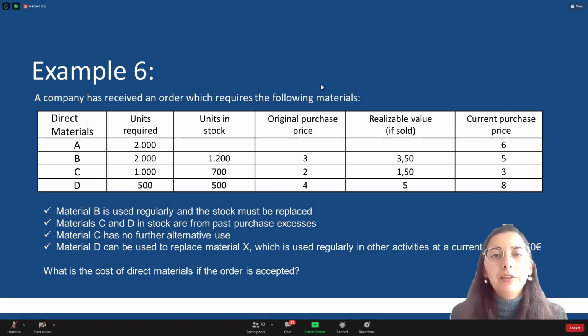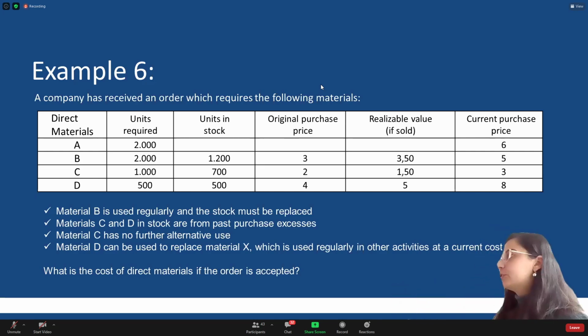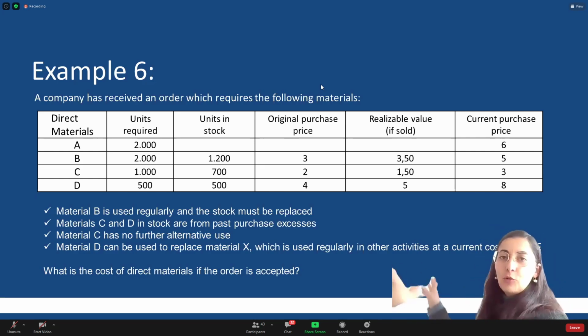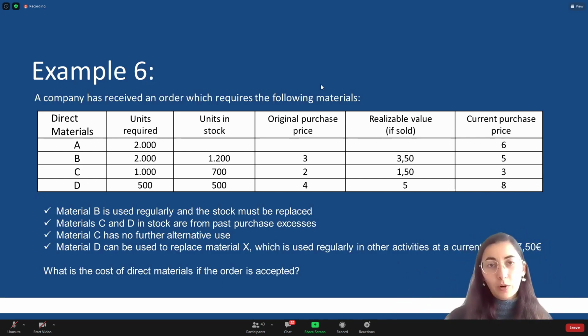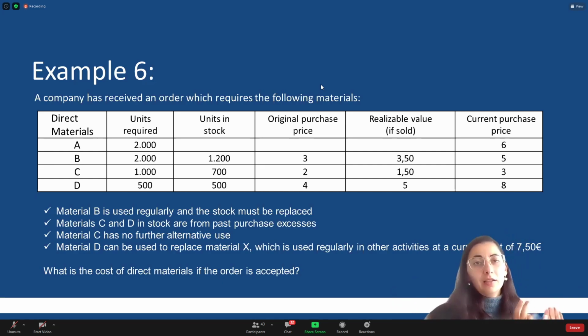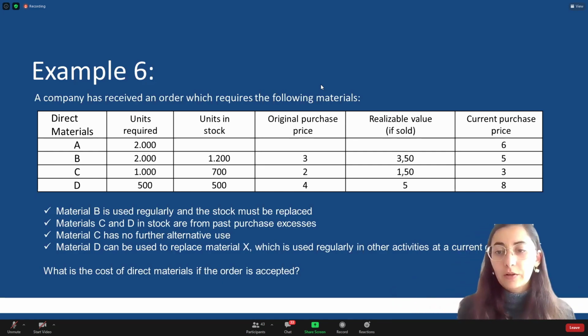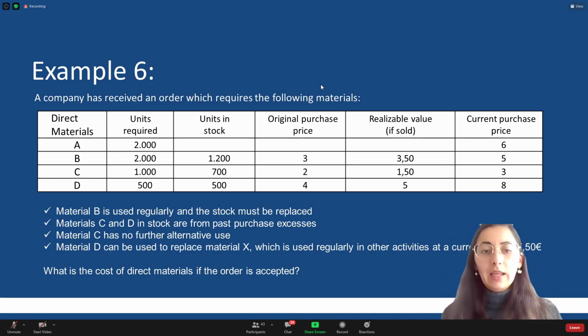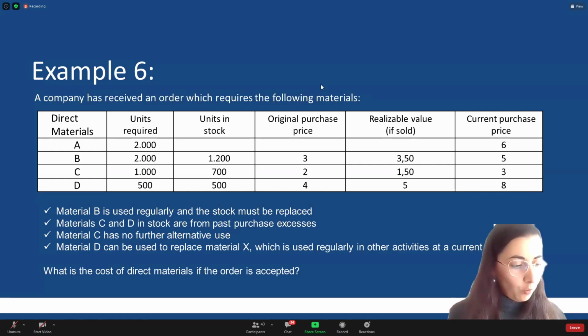So what are the alternatives that we have for the 700? Reselling the materials for 150 per unit. So I can either keep the stock there in the warehouse with dust and occupying space, or I can sell it at 150. So the best alternative is to sell and get 150. So the opportunity cost of the 700 will be 150.